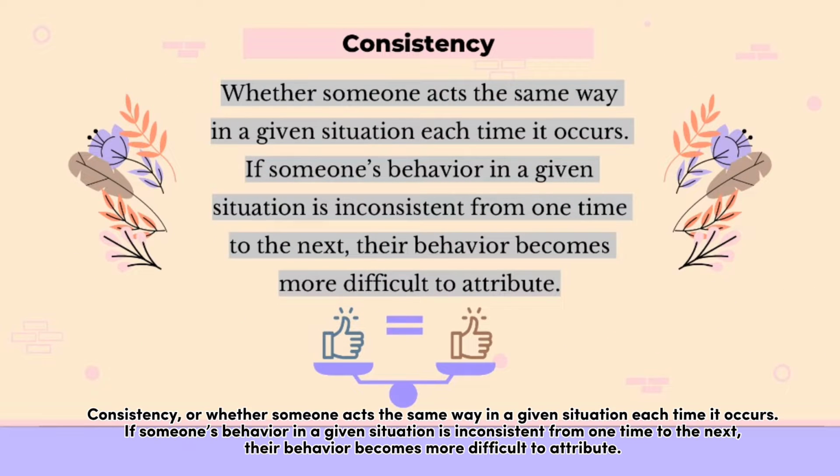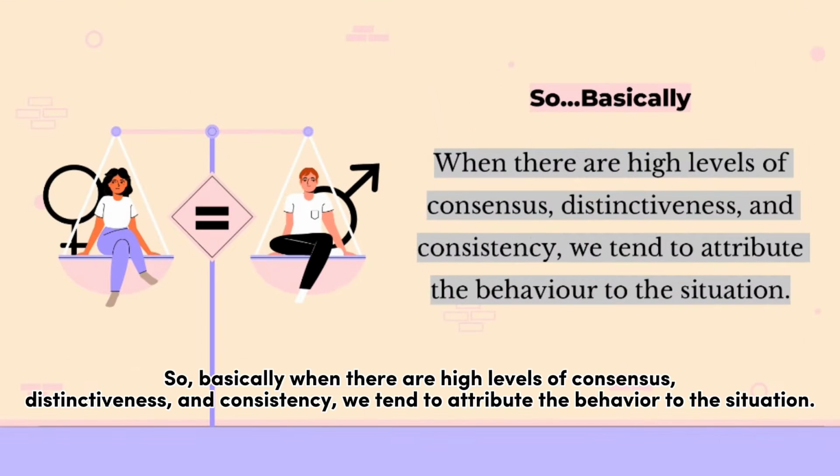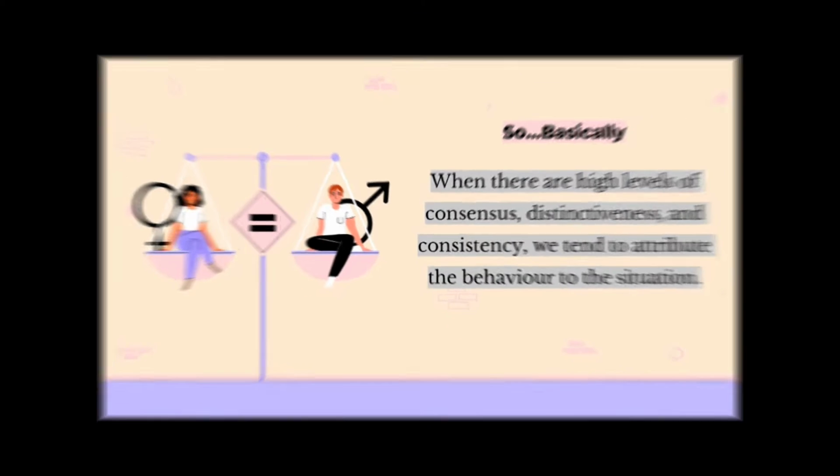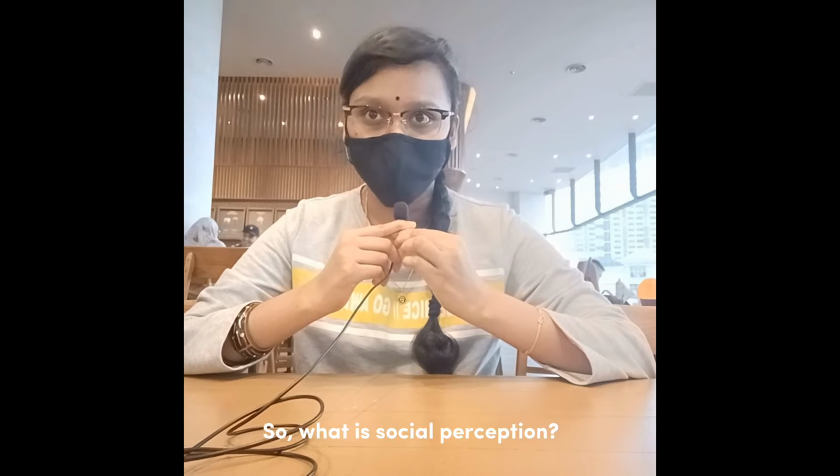Number three, consistency, or whether someone acts the same way in a given situation each time it occurs. If someone's behavior in a given situation is inconsistent from one time to the next, their behavior becomes more difficult to attribute. So, basically, when there are high levels of consensus, distinctiveness, and consistency, we tend to attribute the behavior to the situation. So, what is social perception?